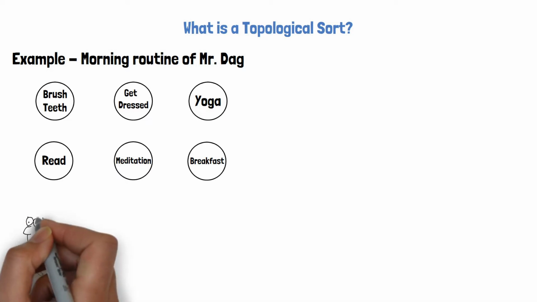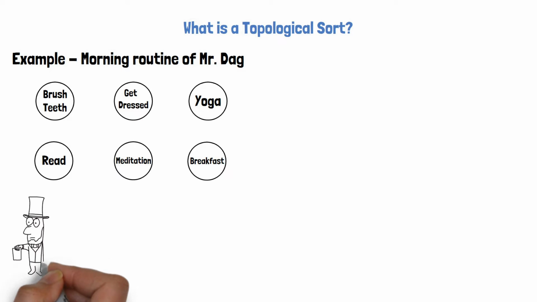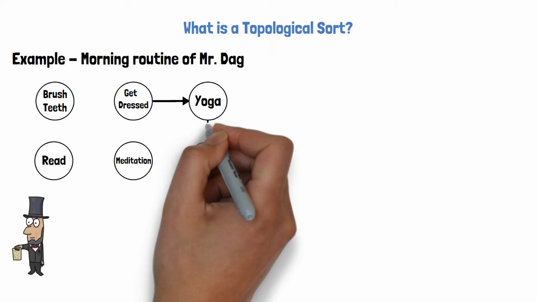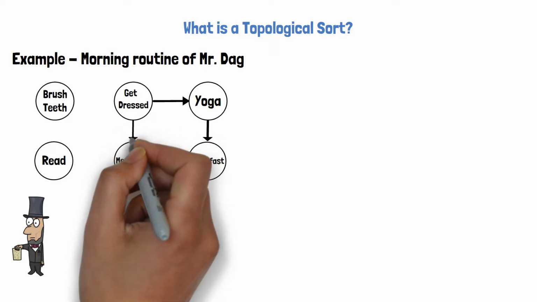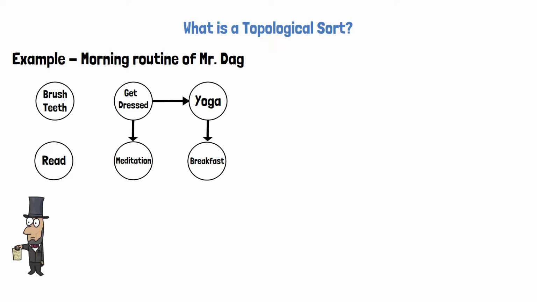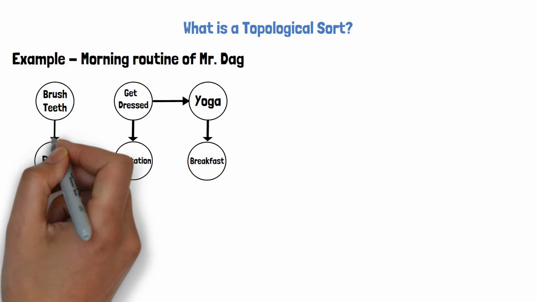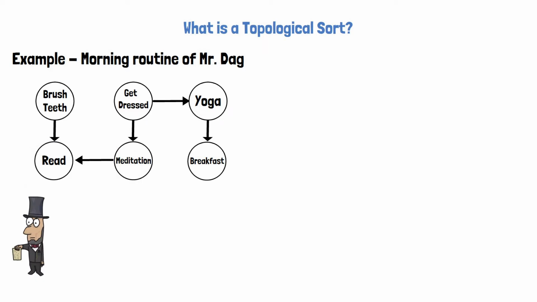However, no matter what change he does in the order of these tasks, he always keeps some ground rules. One is that he always gets dressed before practicing yoga. We represent this rule with an edge between these vertices. Mr. Doug also always practices yoga before eating his breakfast. He also always gets dressed before doing a meditation, and meditates always before reading. He also always brushes teeth before reading. Notice that some tasks have to happen before other tasks, and some tasks have no direct ordering between them.